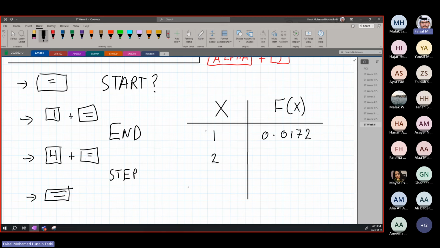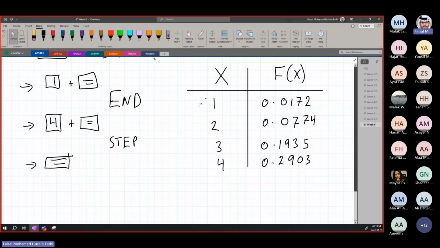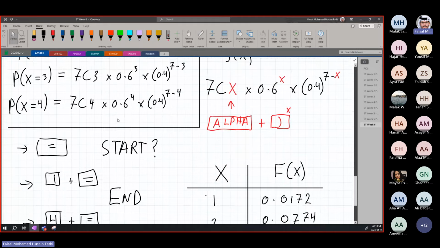X is going to be 2. You're going to get 0.0774. And then you go down, you're going to get for 3, 0.1935. And then you go down, and you're going to get for 4, 0.2903. Okay? This way, you're going to be able to find out the probability for each and every single one in a binomial distribution.